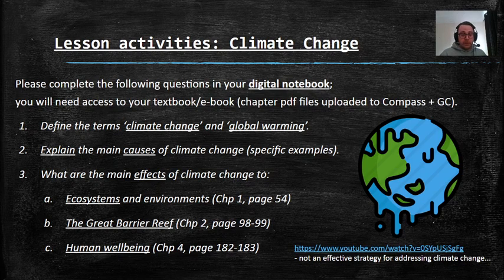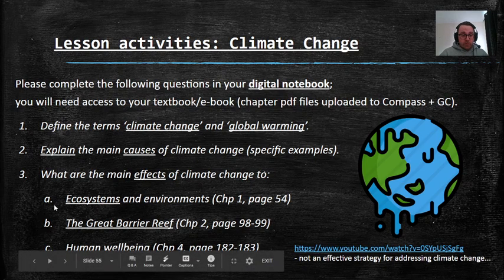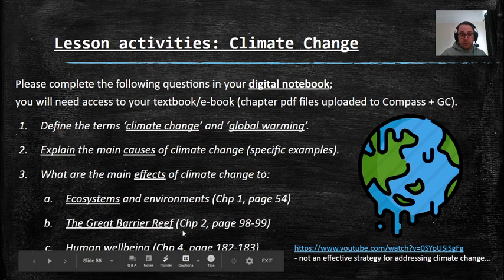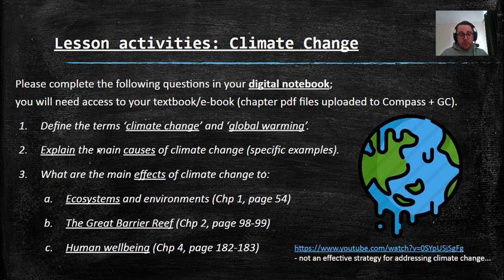Question 3, what are the main effects of climate change too? So this question, you're looking at specific examples, so case studies, looking at actual environments around the world, and seeing how climate change is specifically impacting those places. So 3A is just looking at ecosystems and environments in general, and that's in chapter 1, page 54. 3B is looking at the Great Barrier Reef. So how is climate change affecting a marine ecosystem? And that's in chapter 2, page 98 to page 99. And then 3C is looking at human well-being. So how is climate change impacting humans as opposed to the wildlife, the environment? And that's in chapter 4, page 182 and 183.